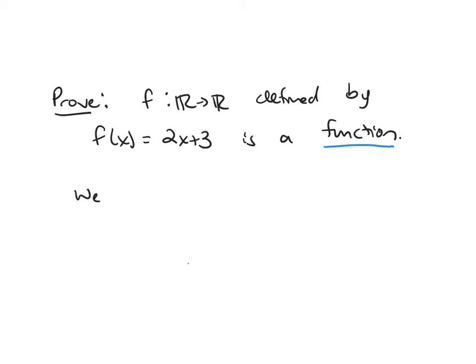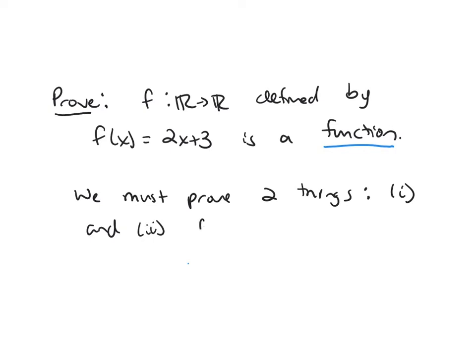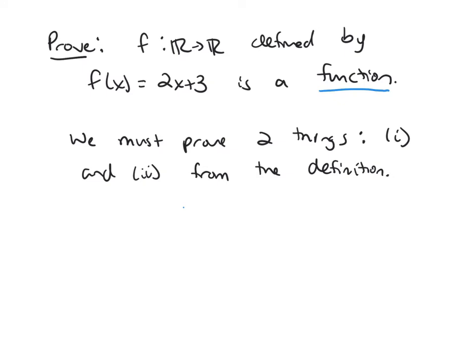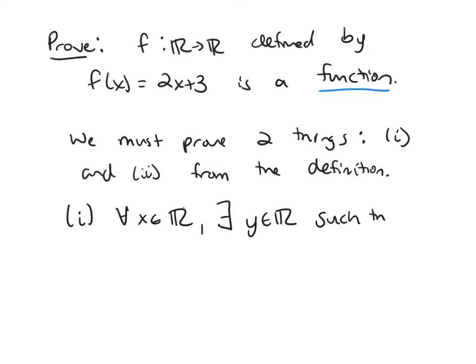And I'll say, remember there are two conditions in the definition, so we must prove two things. And those two things are I, the first part, and the second part from the definition. So I'm going to write the two parts that we've got to prove here just so we have them to reference. So I says for all x in A, well A is R, there exists a y in R such that f of x equals y.